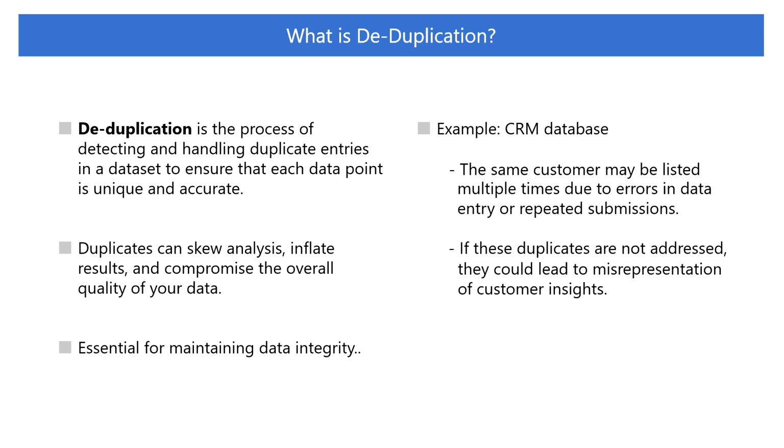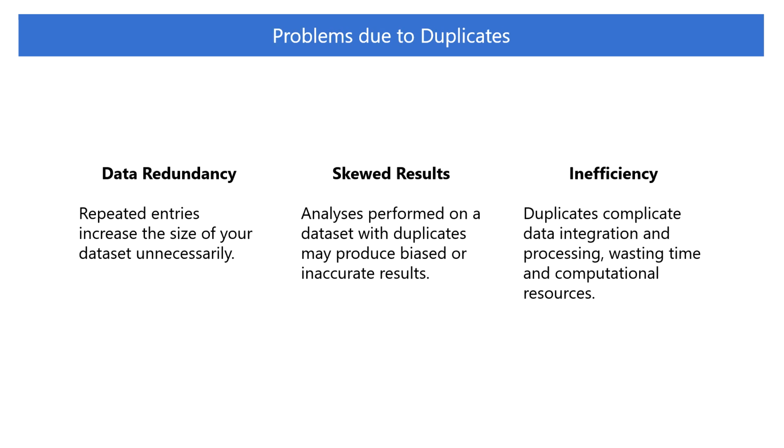For example, consider a CRM database where the same customer may be listed multiple times due to errors in data entry or repeated submissions. If these duplicates are not addressed, they could lead to misrepresentation of customer insights. Specifically, duplicates lead to three major problems: data redundancy, skewed results, and inefficiency.